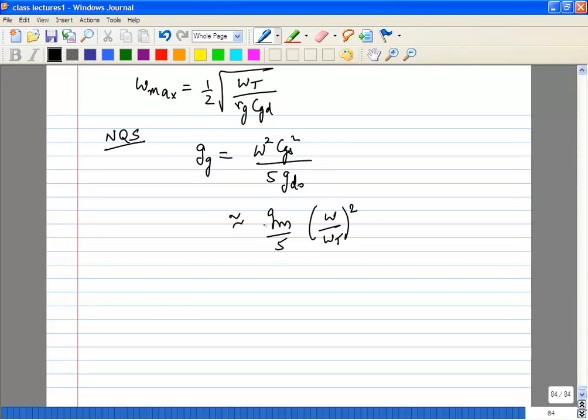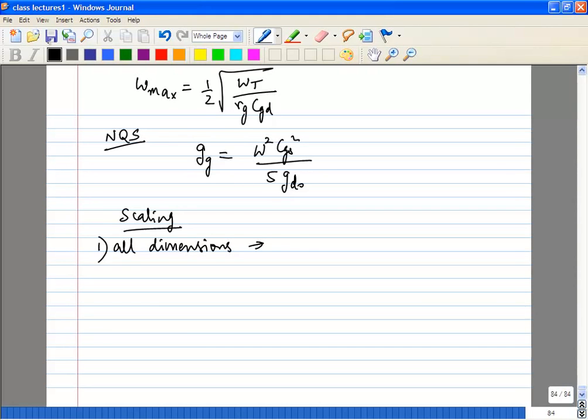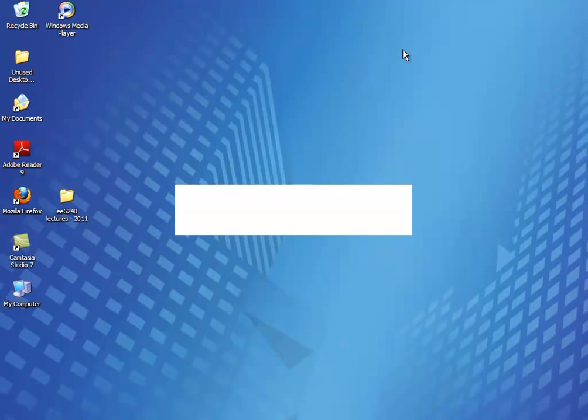Then we'll quickly look at scaling, and what happens to different parameters when you scale the length of the device, when you go from one process node to the next. So what do you do in scaling? You assume all linear dimensions scale by a certain factor alpha. All dimensions go as 1 over alpha. I guess we'll write it down later.